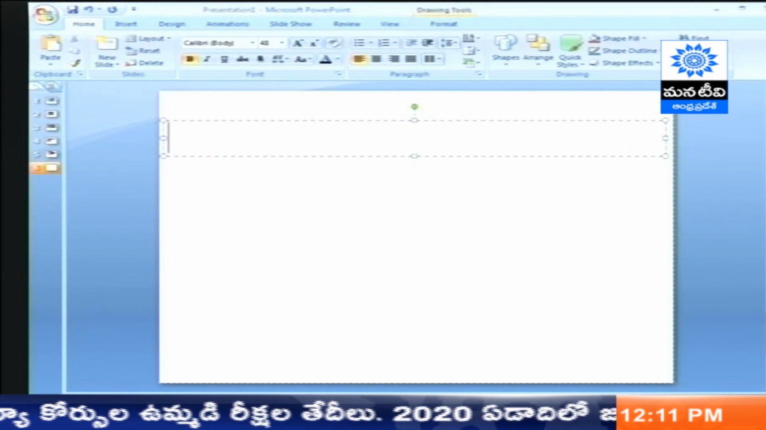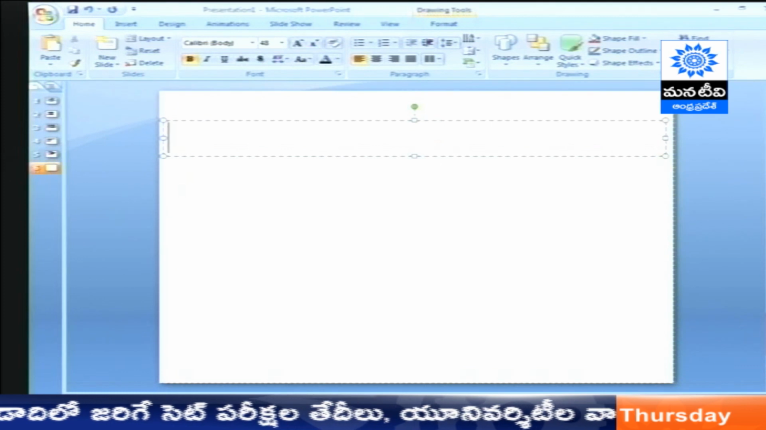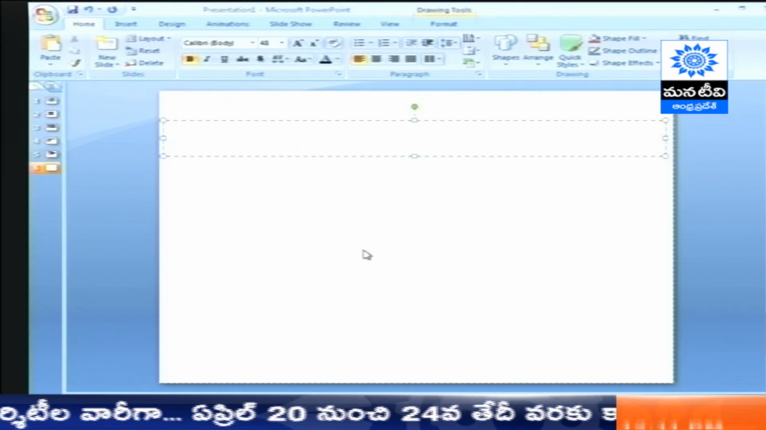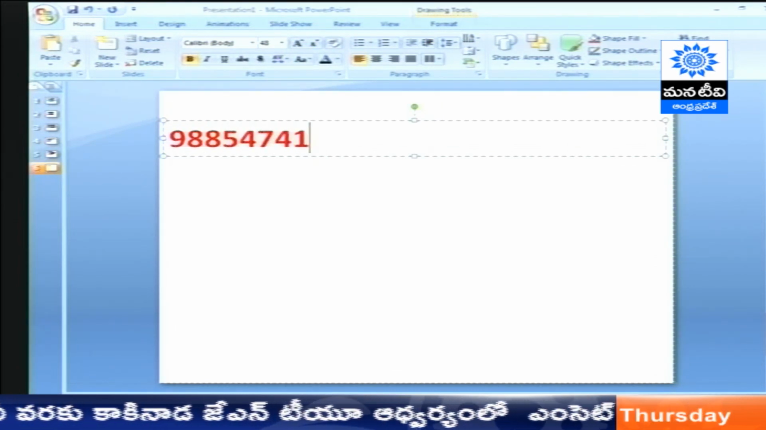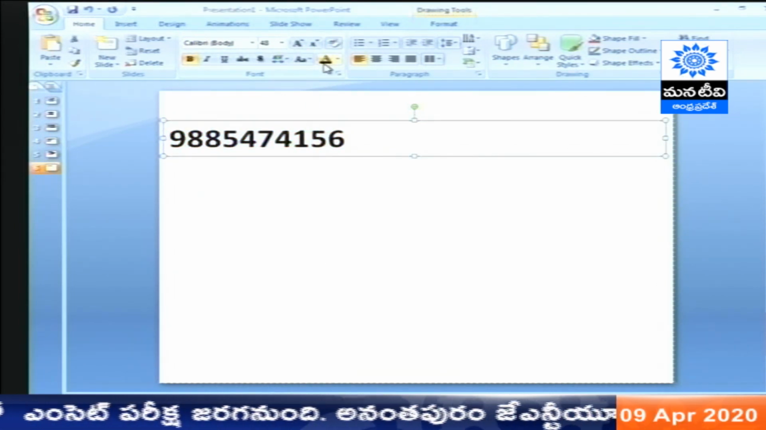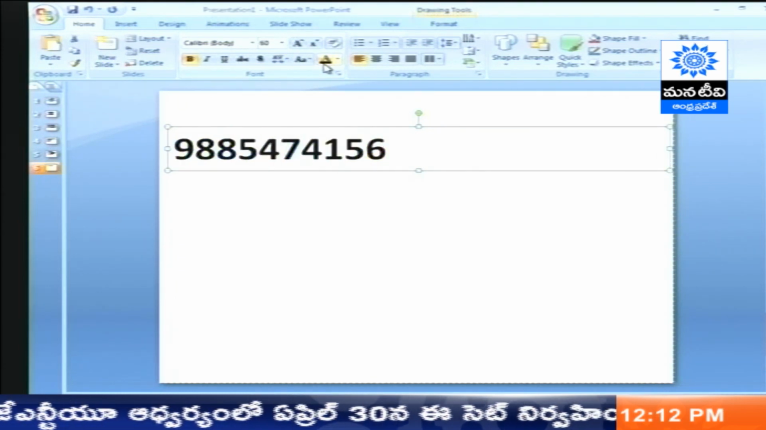When you are giving information in terms of numbers, for example, can you please give me your phone number? And the answer is, my number is 98854-74156. This is my phone number. Now this is an example, it's actually not my phone number, don't call this number. Okay? Now some people just give this information as 98854-74156. Now you need to allow the other person to make a note of it.